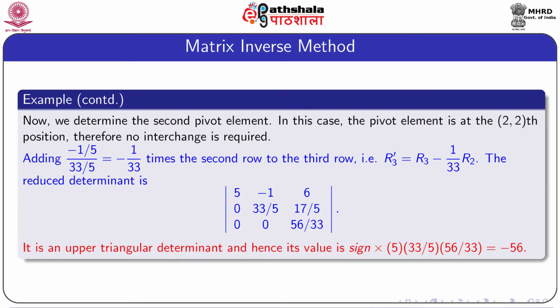Note that this is an upper triangular determinant and the value of the determinant is given by the value of SIGN into the product of the diagonal elements 5, 33 by 5, 56 by 33, which is equal to minus 56. So, this is the final value of the determinant obtained by the partial pivoting technique.